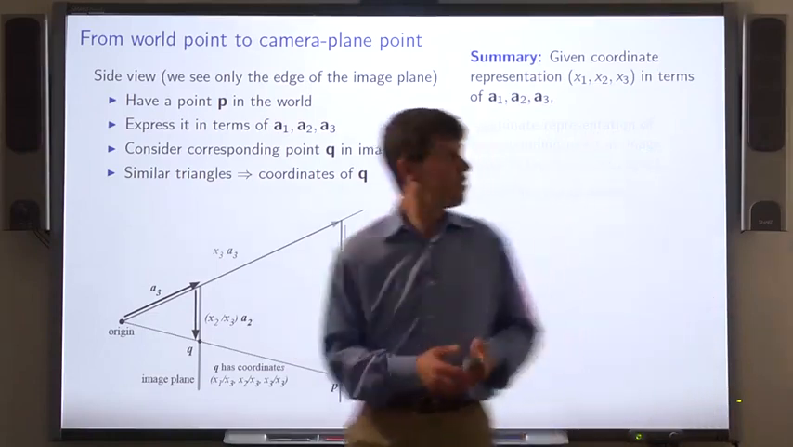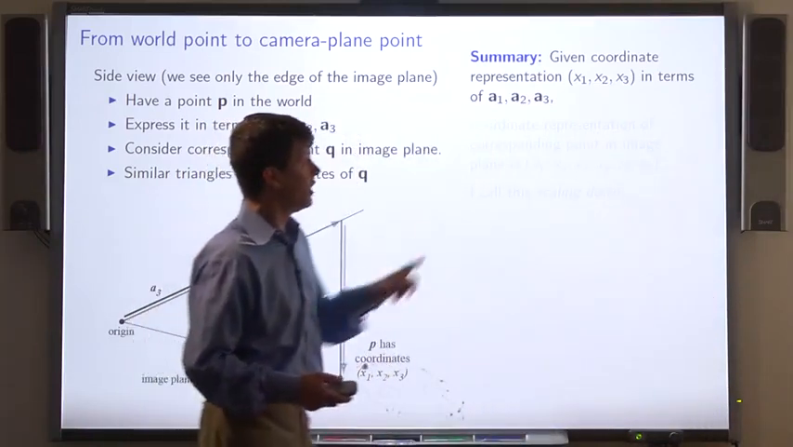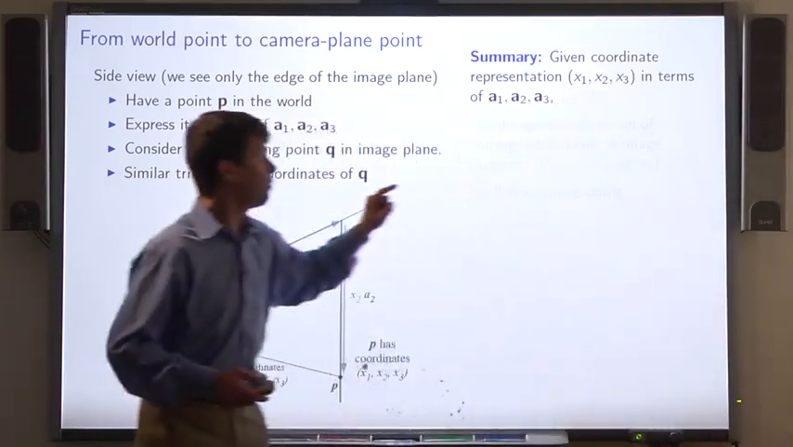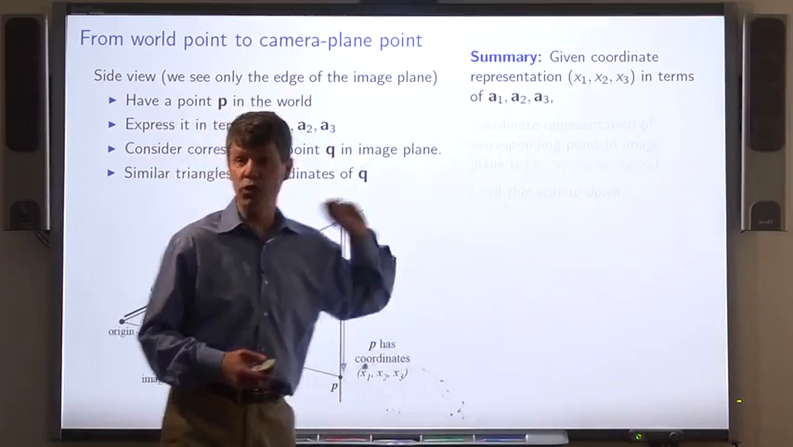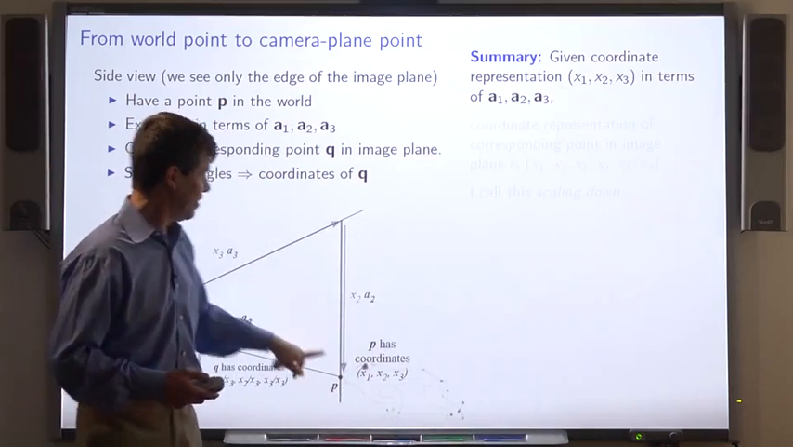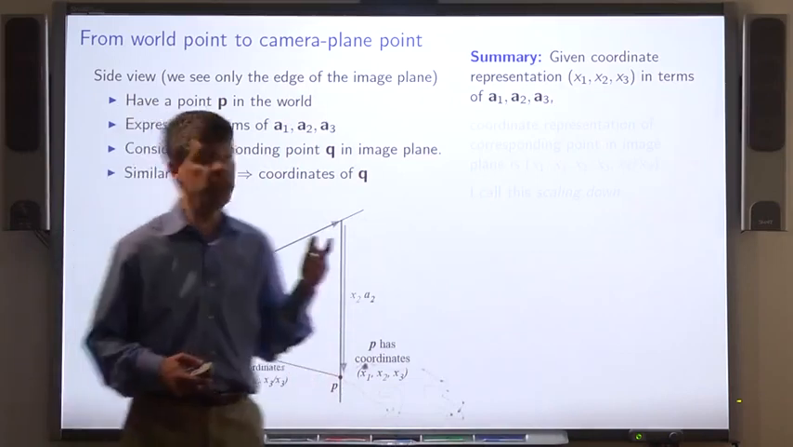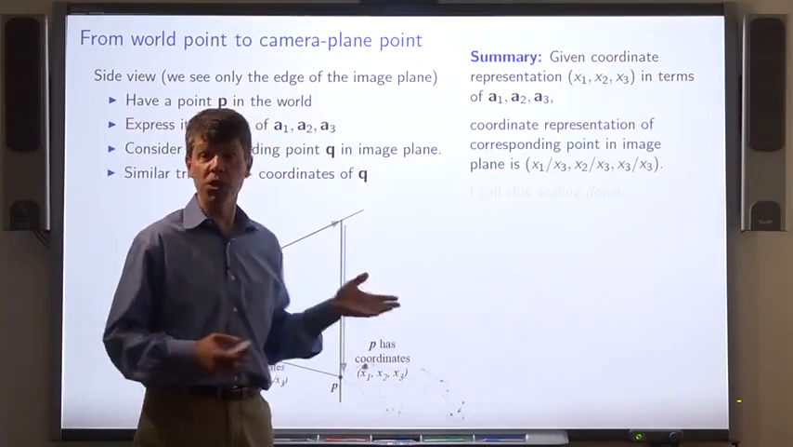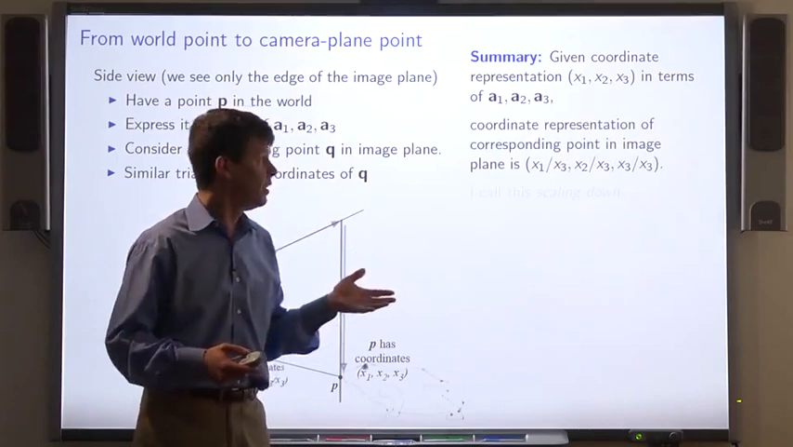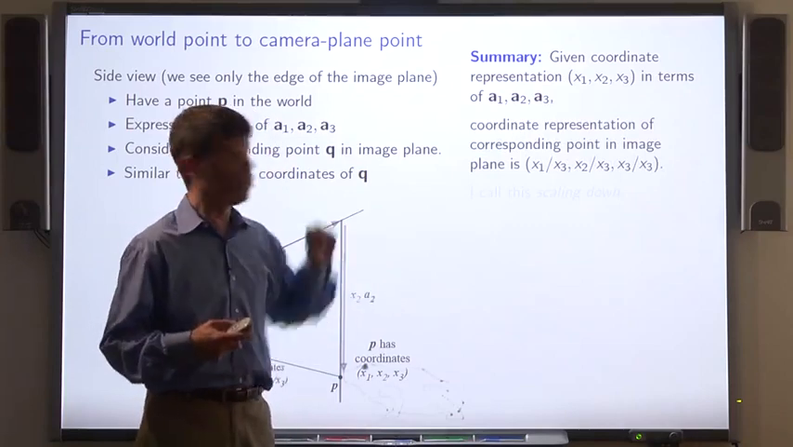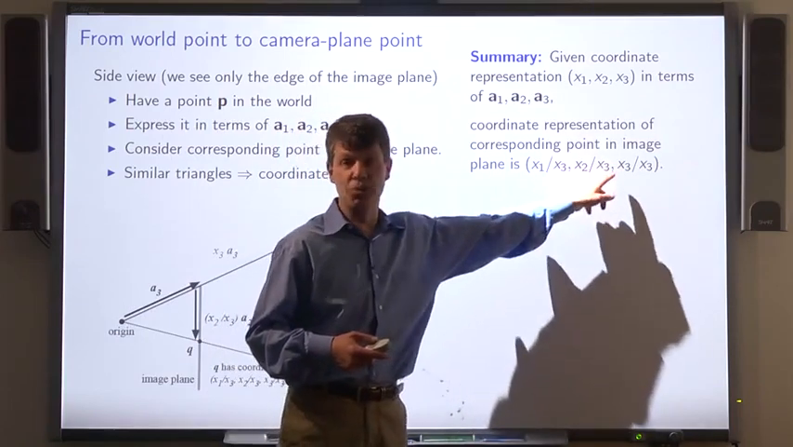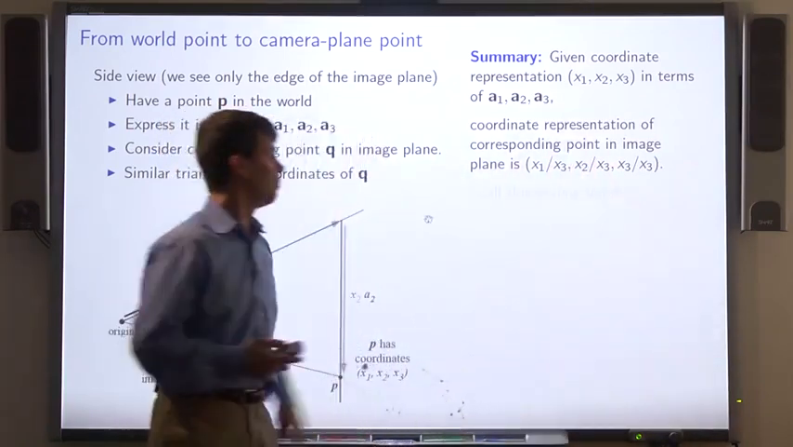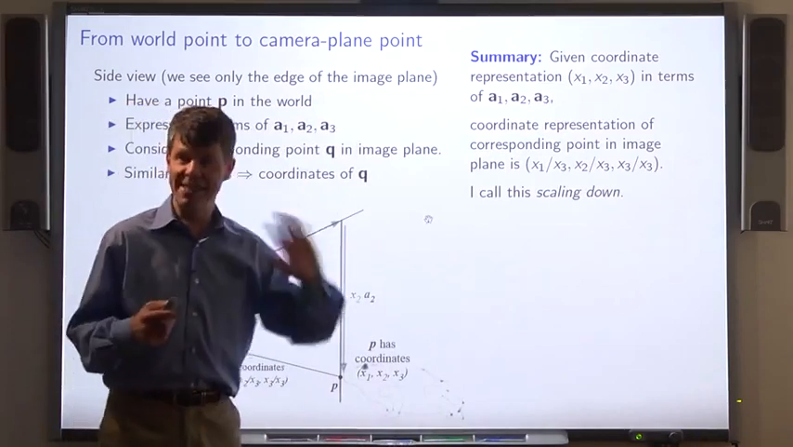To summarize what we've discovered: given the coordinates x1, x2, x3, in terms of the camera basis, A1, A2, A3, of a point in the scene, we find the coordinate representation of the corresponding point in the image plane by just dividing all these coordinates by x3. We get x1 over x3, x2 over x3, and x3 over x3, which is always 1. I'll call this scaling down.